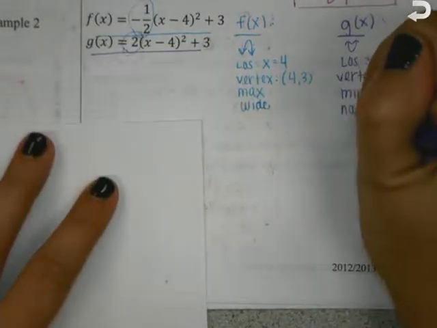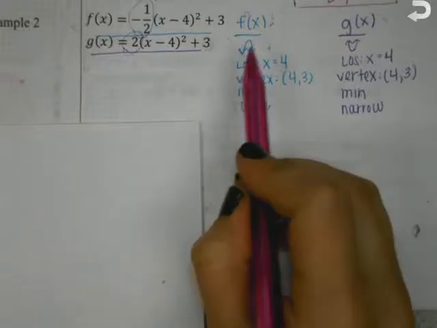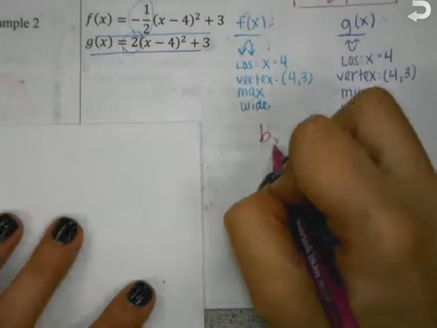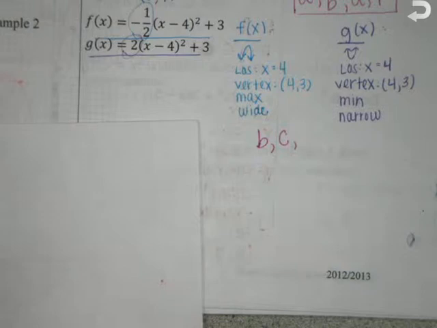Okay, let's look at what applies here. Does A apply? They open in the same direction. No, one is opening down and one is opening up. What about B? They have the same line of symmetry. Yes, they do. What about C? They have the same vertex. Same vertex? Yes, they do. Okay, D, both have maximums, true or false? False. E, both have minimums, true or false? Also false, so we're not going to pick either one this time.